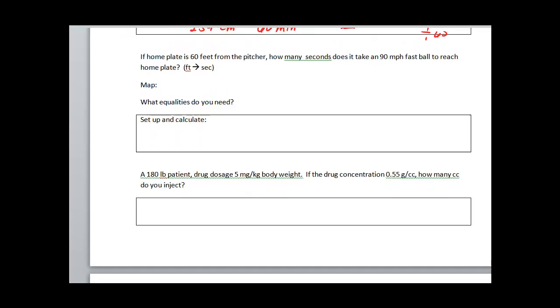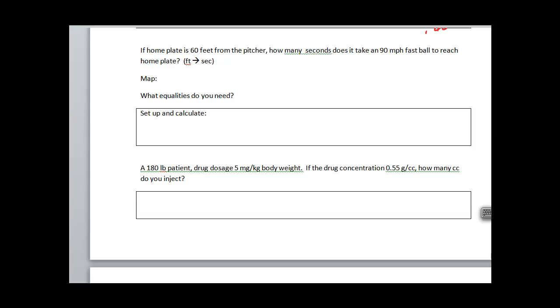These last two problems are a lot more like what you would see with word problems. The first one says, if home plate is 60 feet from the pitcher's mound, how many seconds does it take a 90-mile-an-hour fastball to reach home plate? If you analyze what they're asking for, the question is: how many seconds? So you know that you want your final answer to be in seconds.